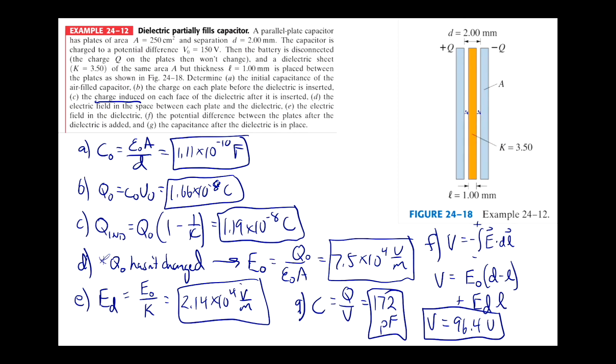Starting here, that's E sub D times L. So the electric field in the dielectric times the width of the dielectric. Yes. In that particular case, it's going to be Q naught because it's not connected to any battery. Q naught and Q are the same, but it wouldn't be Q induced.